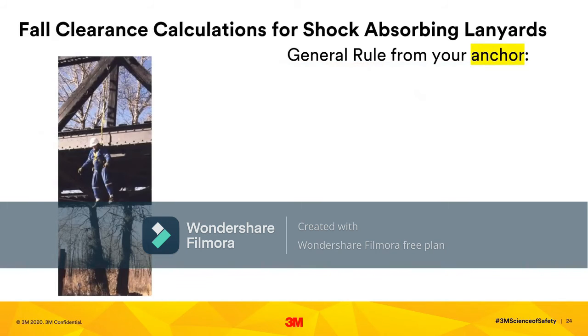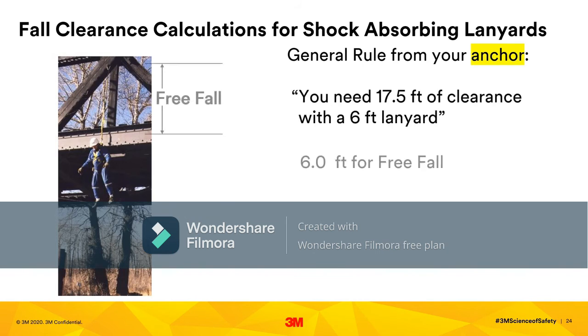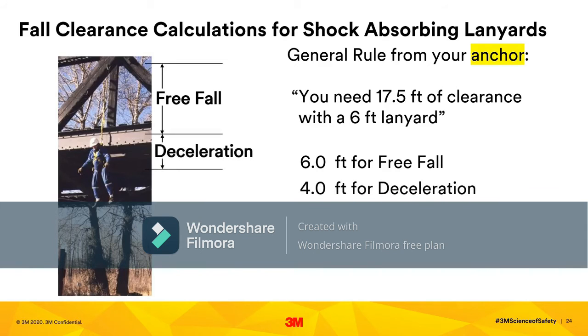If you take one thing away from this presentation, here it is. Note, fall clearance is always changing depending on the different fall arrest equipment being used. With a lanyard, fall clearance is always calculated from the height of your anchor. In this example, the total freefall distance is 6 feet. The deceleration distance is 4 feet.